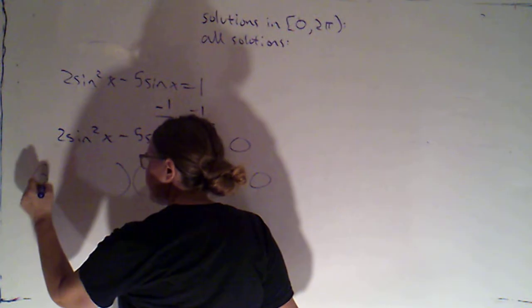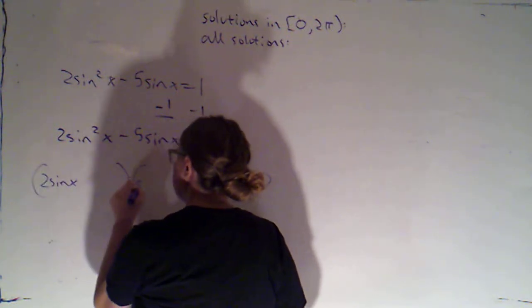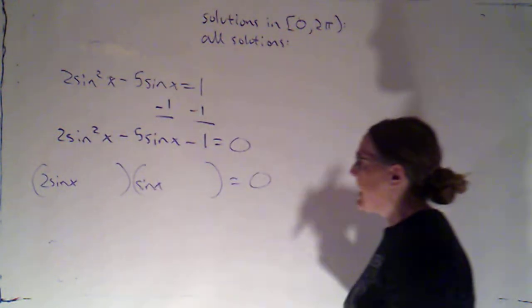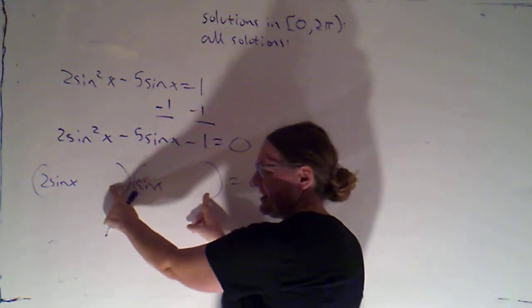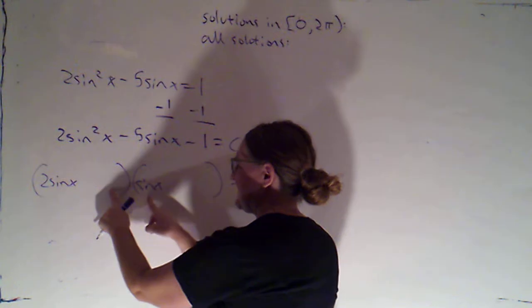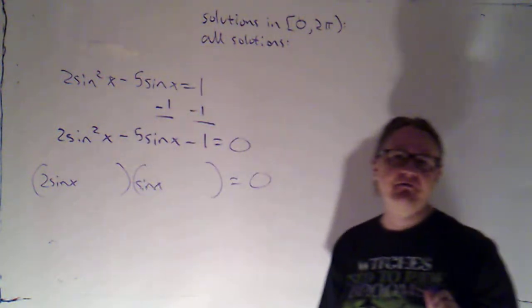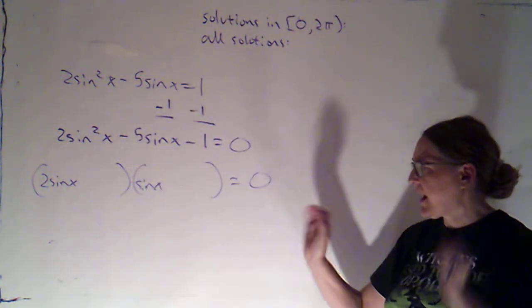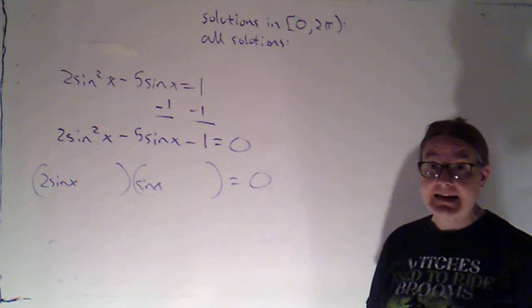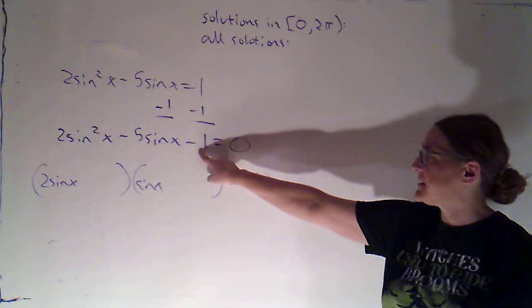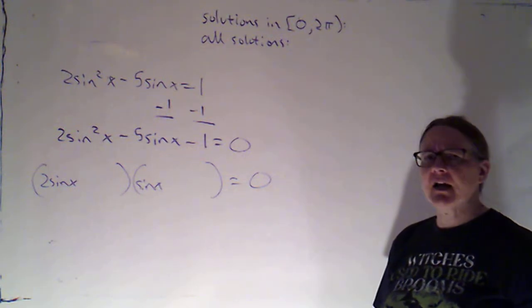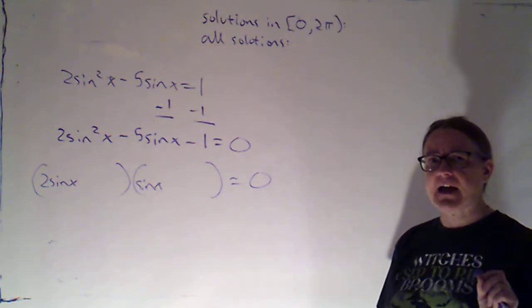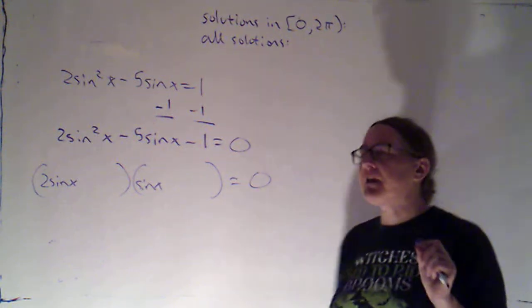If it's going to work, I'm going to need to have a 2 sine x and a sine x here. But I can see, in order to get a 1 here, I just have to have a 1 and a 1. So I'm going to get 2 sines and a sine. There's no way they're going to add, or subtract, to a 5. I'd actually be subtracting them because they'd be opposite in sign. So that's not going to work. So this doesn't factor.